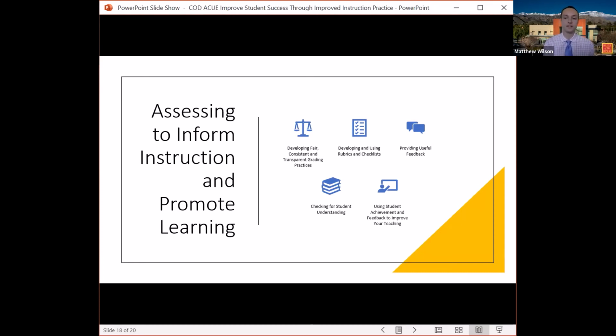Using student achievement and feedback to improve your own teaching. So understand that based on how my students are doing, it's a direct reflection on my own ability to teach. And if I have a lot of student success after a certain lecture or a certain way I present information, keep using that. But if for some reason something underperformed, take some notes on it, understand, and how can we modify it for the future?